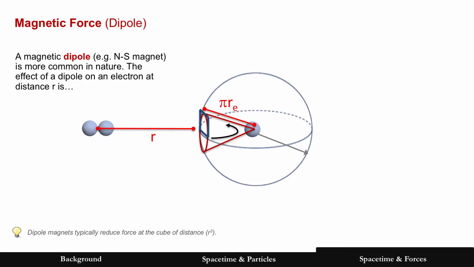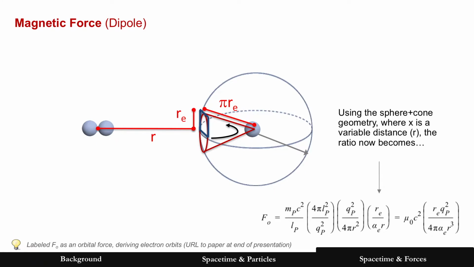Now these magnets, dipoles, typically reduce their force at the cube of distance. And this is why. Using the exact same geometry again, it goes back to the sphere plus cone geometry, the variable x is now replaced with a variable distance r. And so plug that into that geometric equation and you end up with what you see there. That introduces another r in the denominator, which is inverse cube now.